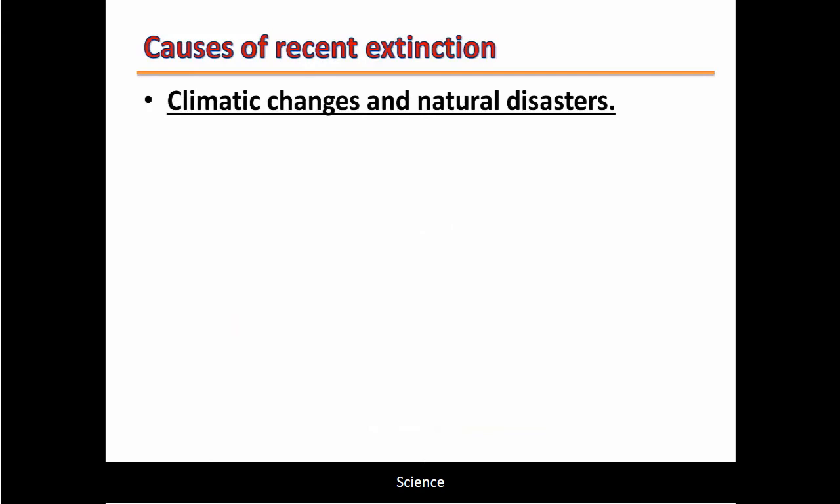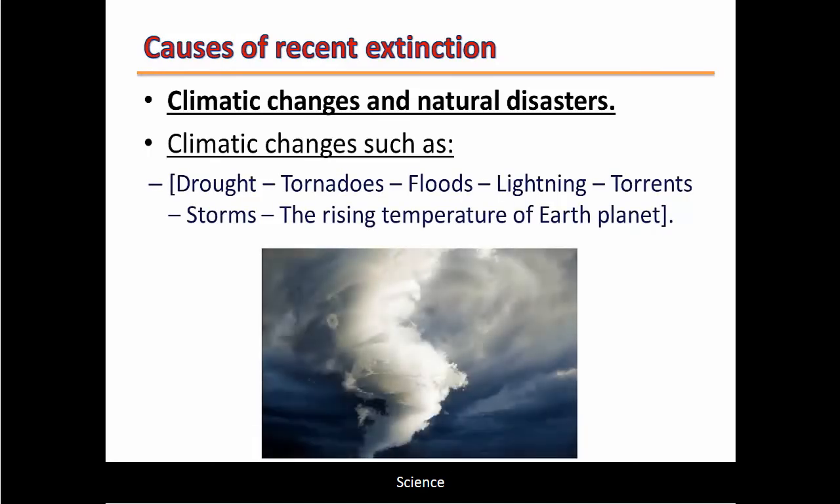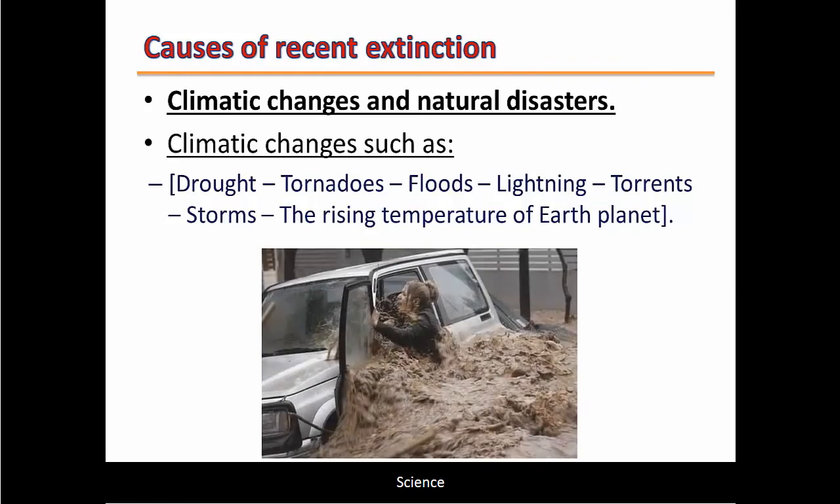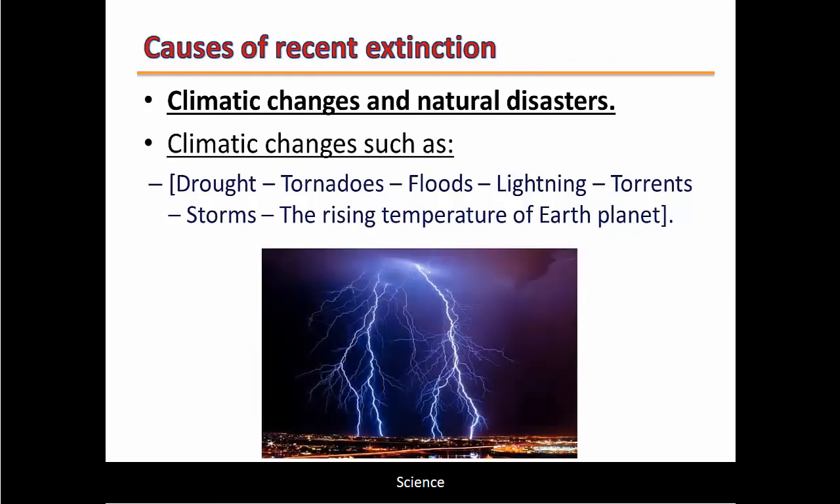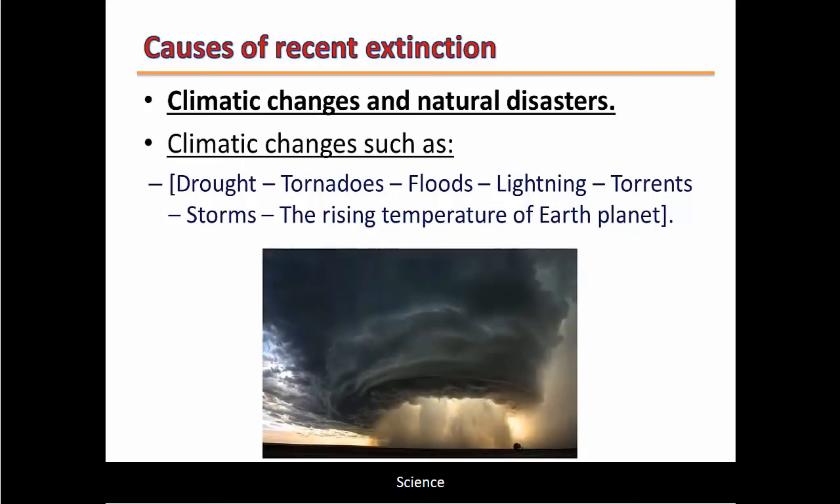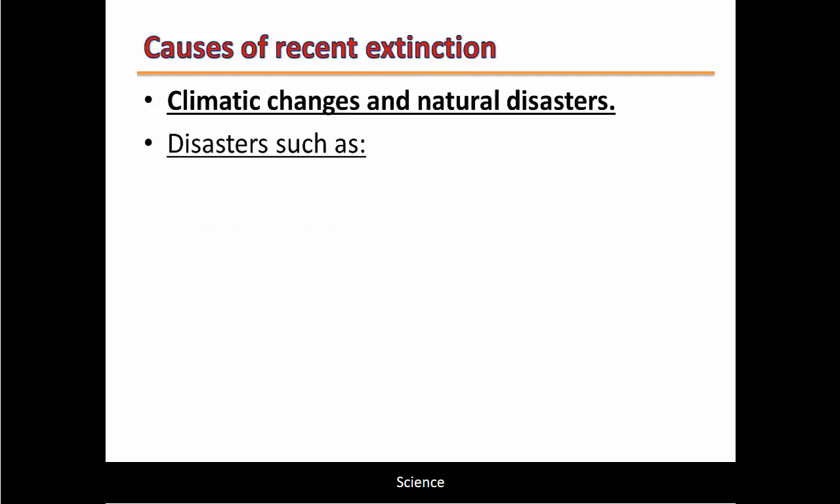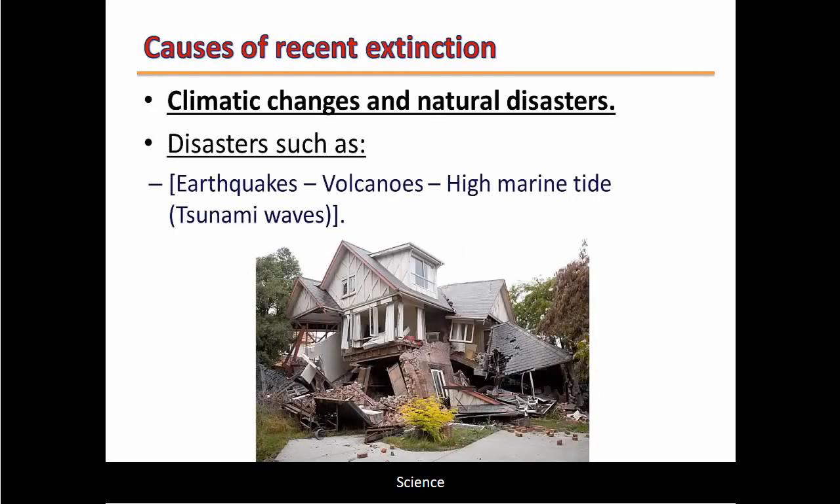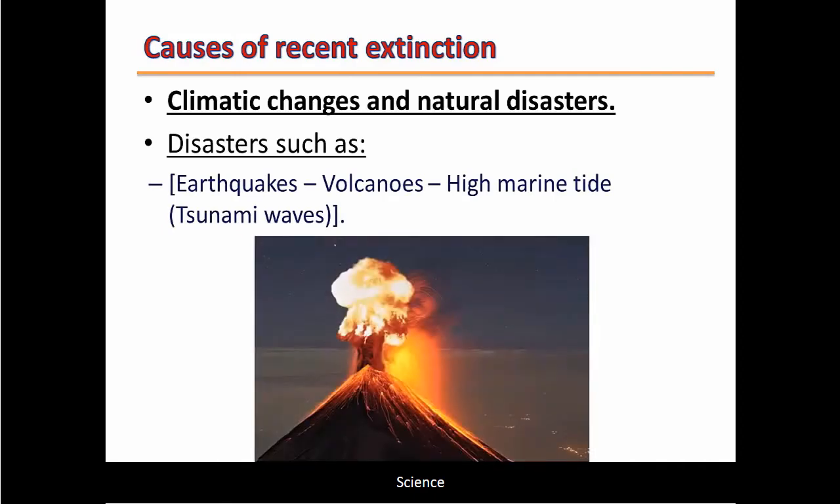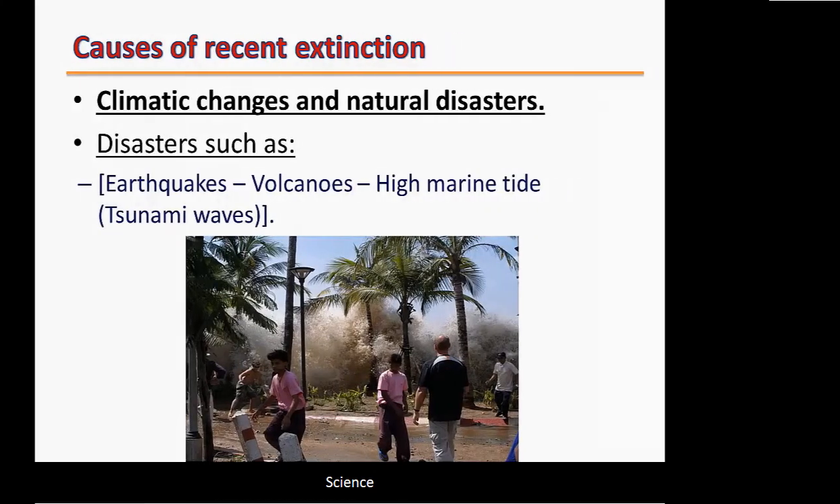Climatic changes and natural disasters. First, let's talk about climatic changes such as drought, tornadoes, floods, lightning, torrents, storms, the rising temperature of planet Earth, and disasters such as earthquakes, volcanoes, and high marine tides such as tsunami waves.